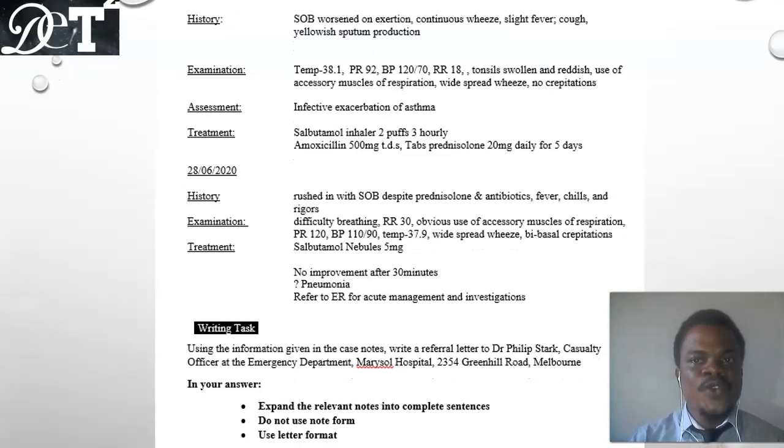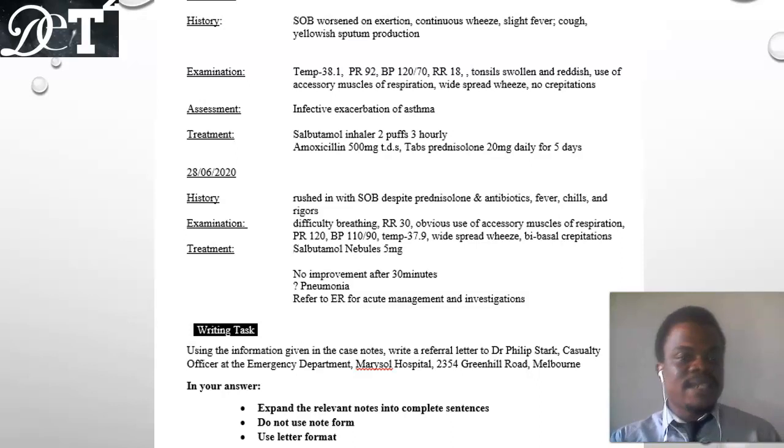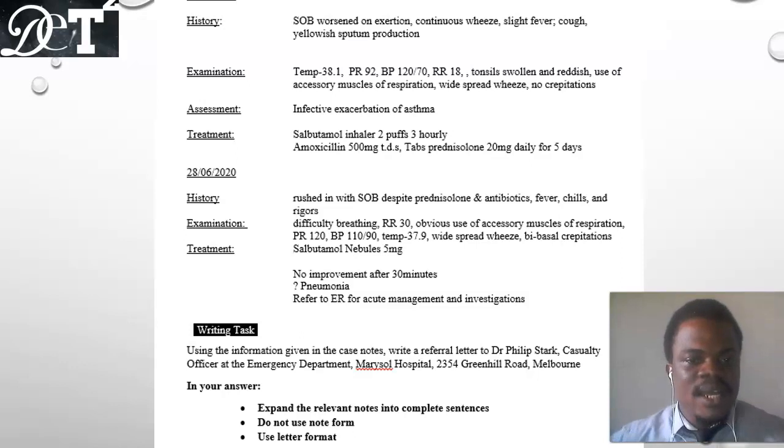So what we do first is to go to the writing task, and from this case note, you are writing, this is actually a referral letter to Dr. Philip, and this Dr. Philip is a casualty officer at Emergency Department, Marisol Hospital, this address. So from this case note, we've seen that the letter we are writing is a referral letter, and the person we are writing to is a doctor, and the doctor works as a casualty officer. That means this letter most likely is an emergency, because we are writing this letter to the emergency department.